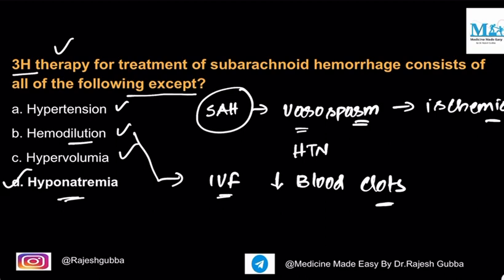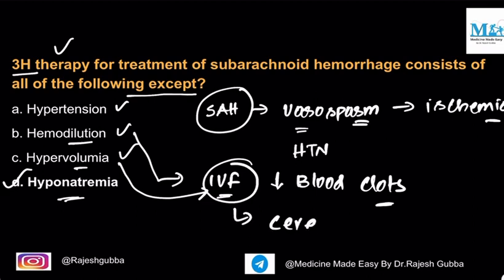Next is hypervolemia. So hypervolemia is another component of your 3H therapy. This is typically achieved through administration of the same IV fluids or the blood products. And by giving IV fluids, we can improve the cerebral perfusion, right? That is the importance of supplementation of the IV fluids, that is hypervolemia. So these are the 3H therapy for treatment of subarachnoid hemorrhage, but hyponatremia is not part of it.